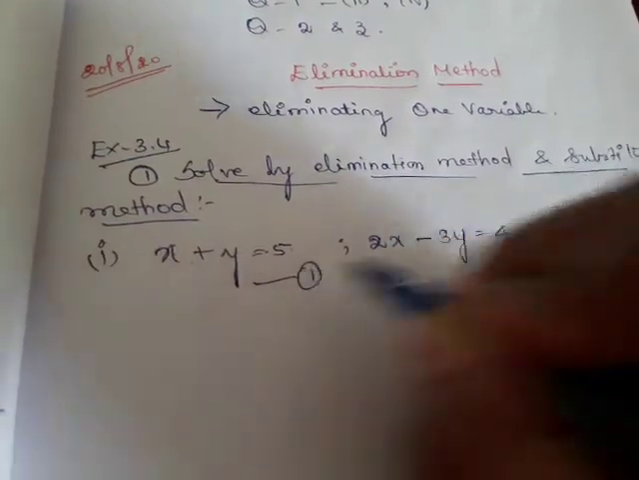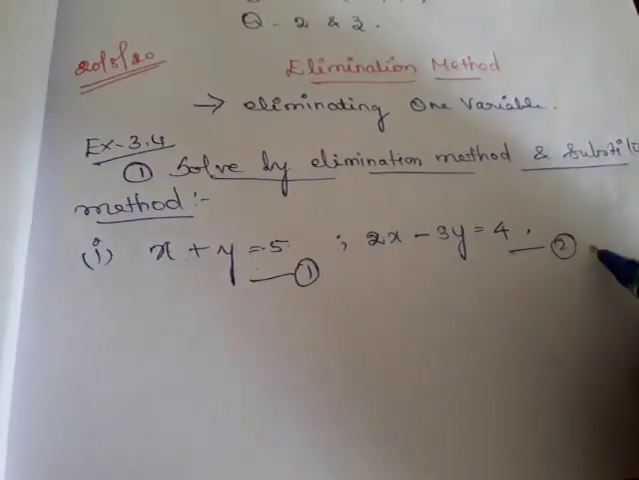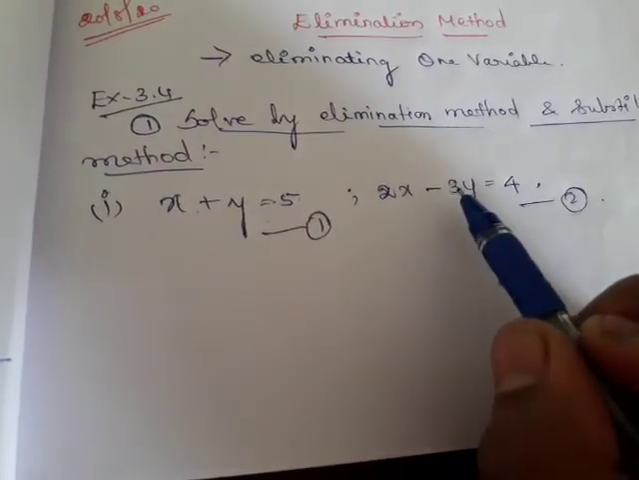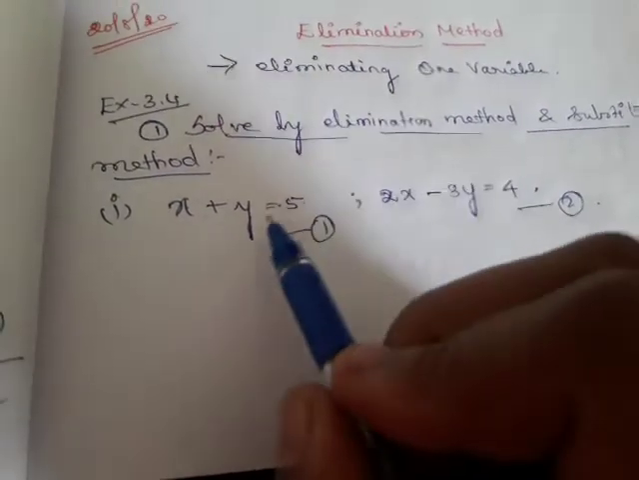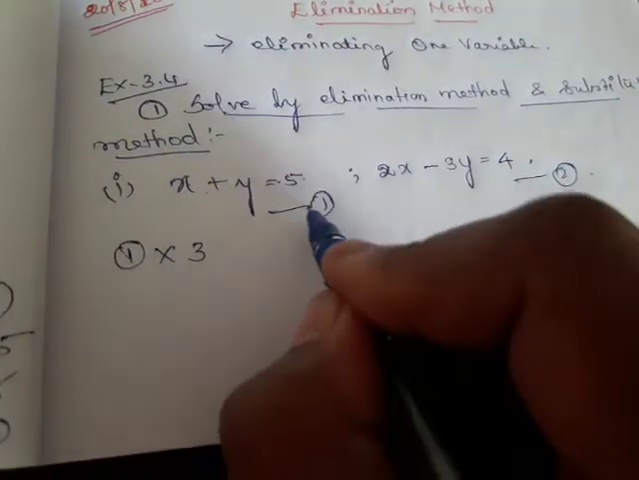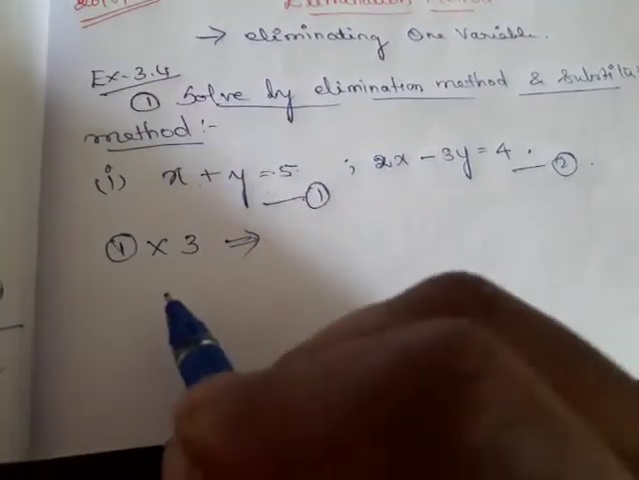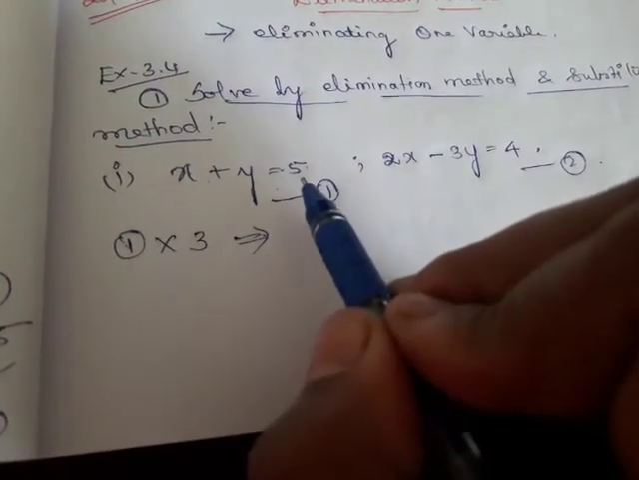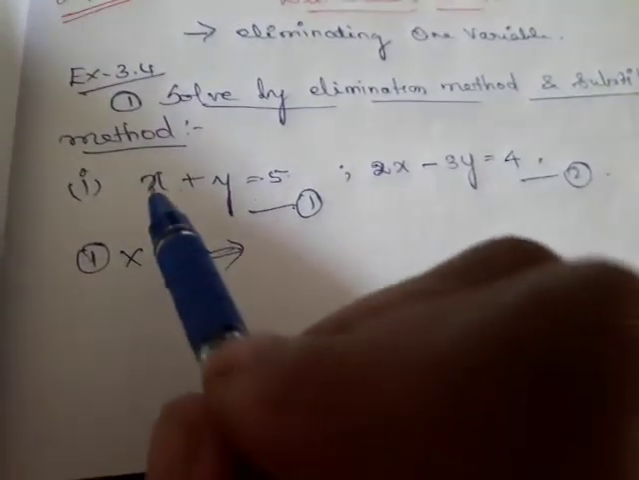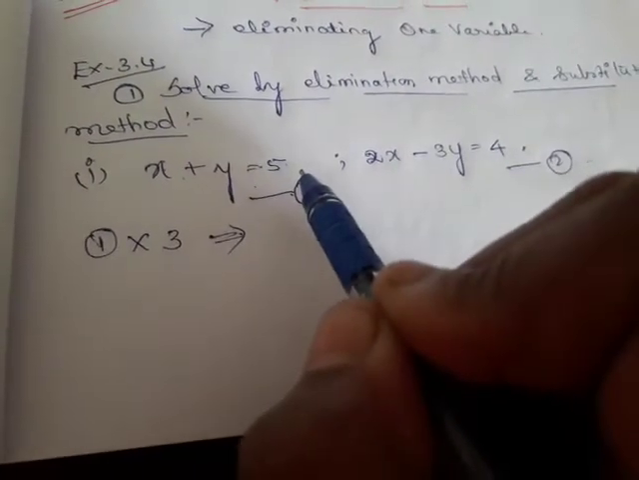So what are we going to do now? Mark this as the first equation, this is your second equation. In the second equation, the coefficient of y is minus 3. So I am going to multiply the entire first equation by 3. If I multiply entirely by 3, won't the value of the equation change? No. If we multiply entirely by 3, it won't change.